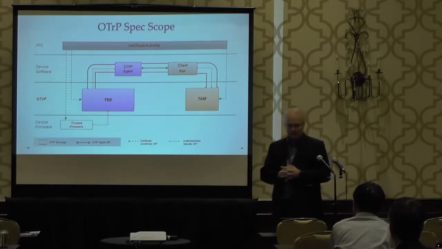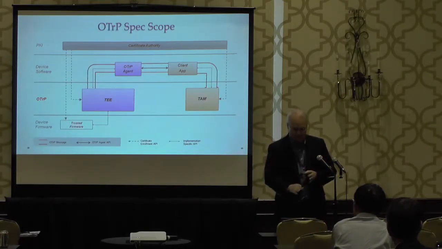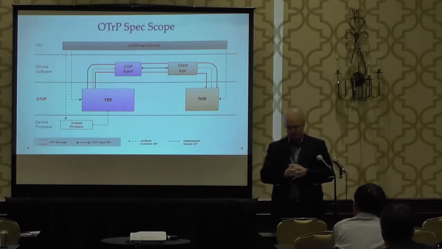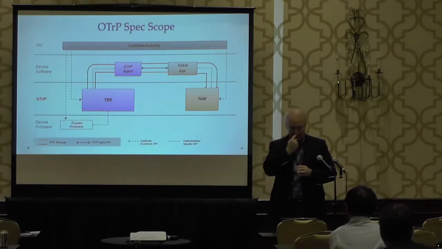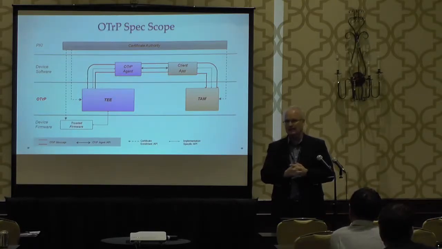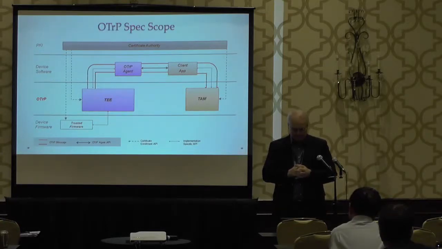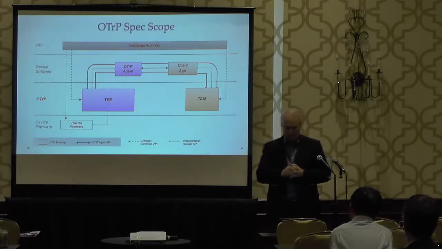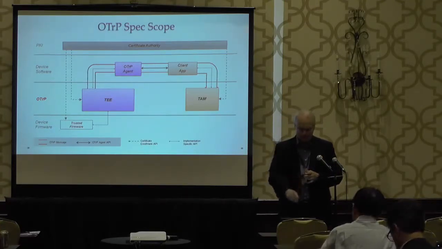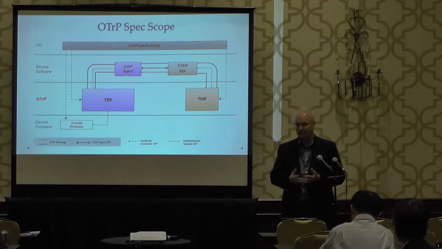Okay, so the scope of the specifications is from the TEE to the OTrP agent, to the client, to the TAM. It actually also defines APIs between the agent and the client applications, okay? And here you have the certificate authority enrollment API. So the certificate authority enrolls the TEE, the trusted firmware, which gives you the root of trust of the device, and then of course the TAM.